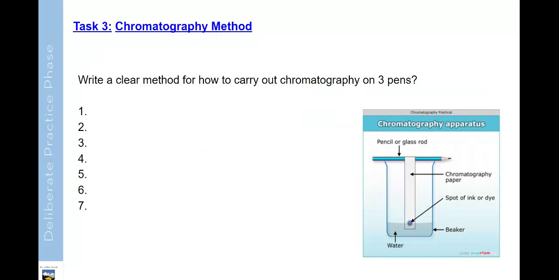Now, task 3. What I would like you to do is write a clear method for how to carry out chromatography on 3 different pens. So pause the video, go and complete your method and come back. Go and do it.